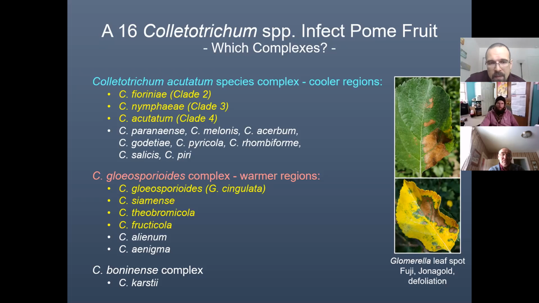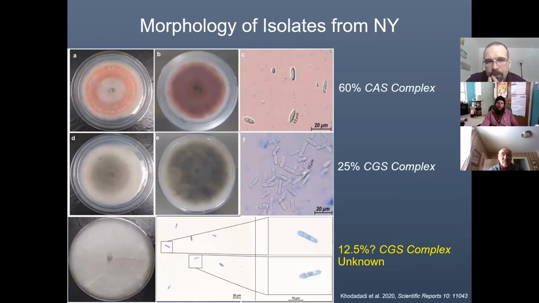And the third complex, we don't see this last species in the United States, but it is described in the world as causing bitter rot. So we collected roughly 500 isolates from 14 different locations in New York, primarily in the Hudson Valley region. And this is how the isolates look.